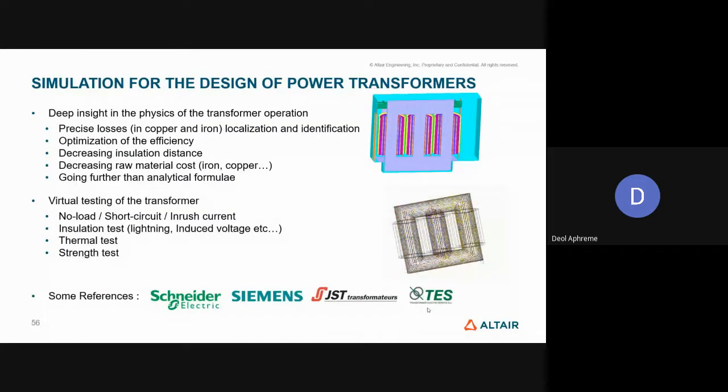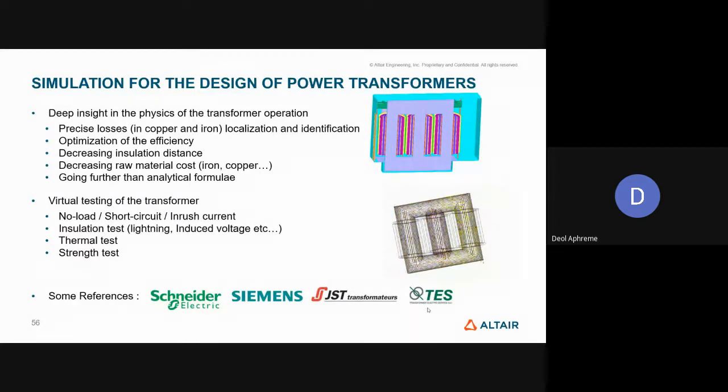So you want to visualize the precise losses and their localization, what sort of losses are occurring where, and you want to optimize the efficiency. You want to decrease the insulation distance. Basically, you don't want a lot of insulation, because it can have an effect on the stray capacitance and inductances. You want to decrease the raw material cost, because cost drives the grid, as we say today. And you also want to use different tests on the entire geometry to speak about the characteristics of the machine, and if possible even optimize these things.